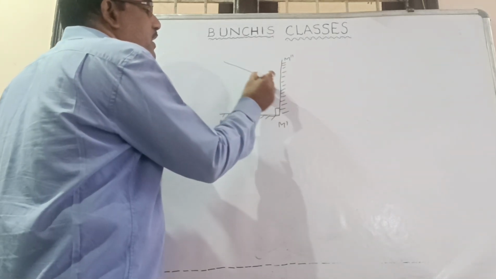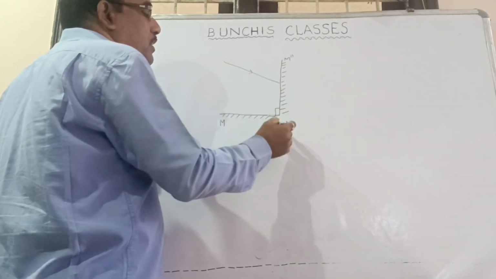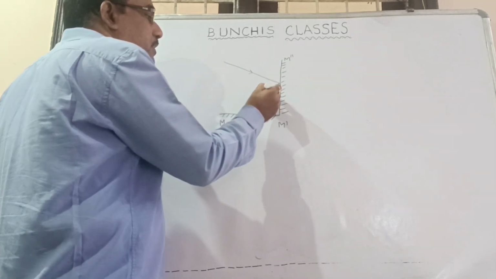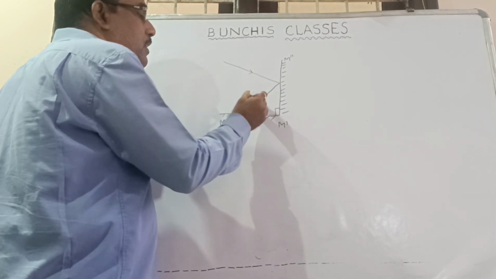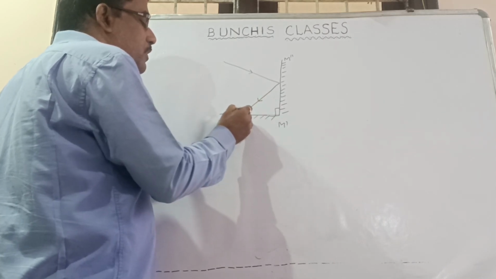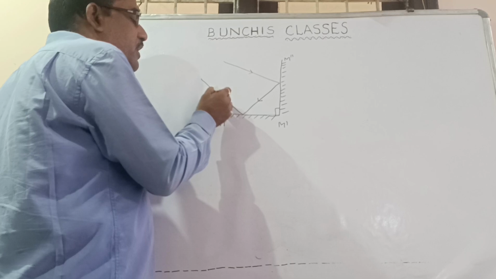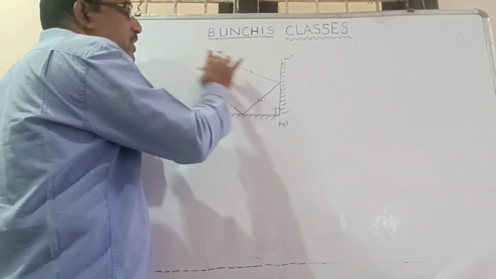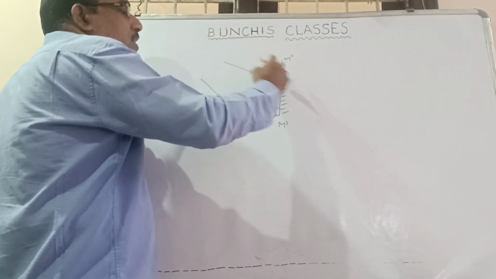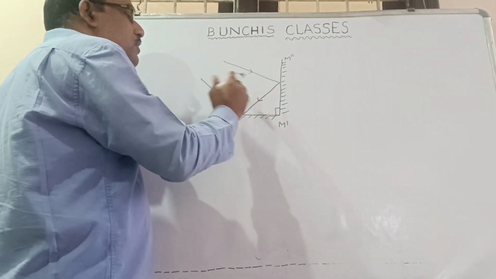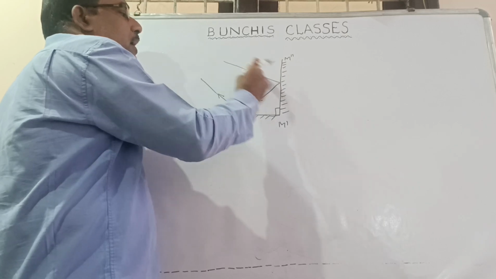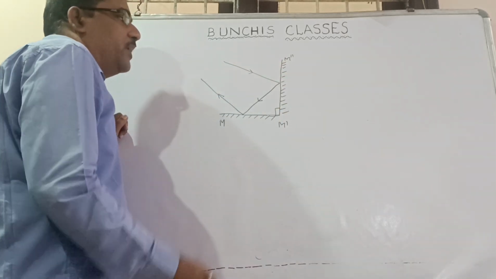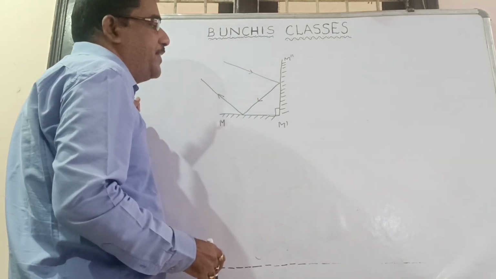Then incident ray is falling on the first mirror, M dash, M double dash, like this, and it is reflected like this. Then after the reflection, what will be the emergent ray angle? It is anti-parallel to the incident ray. It is always anti-parallel. This is incident ray, this is emergent ray. So emergent ray is always anti-parallel to the incident ray when two mirrors are arranged perpendicular to each other.